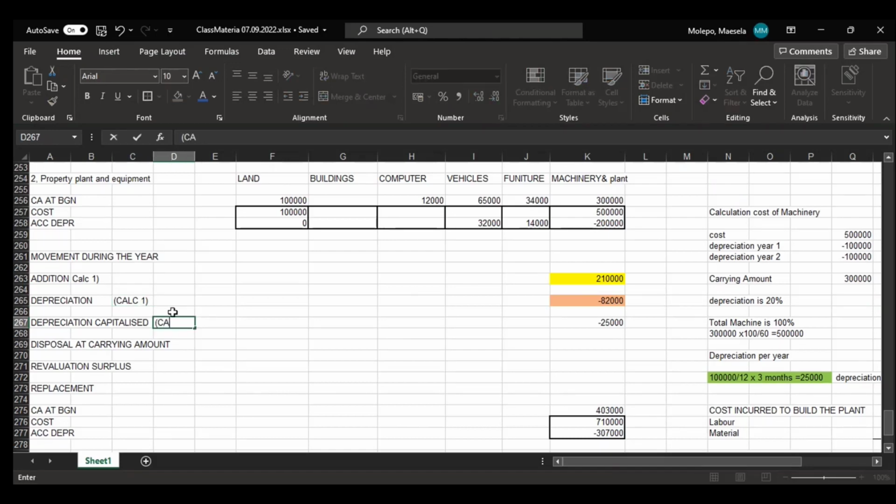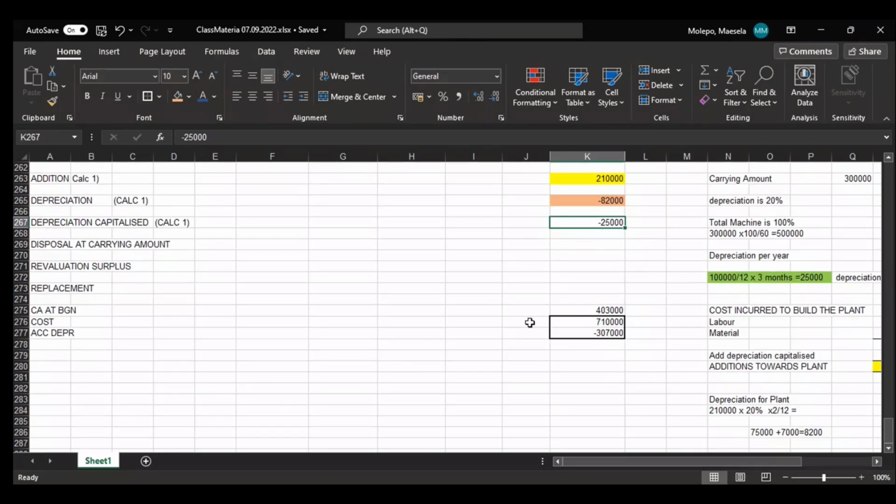This one is also from calc 1. But sometimes, let's say the amount here is now wrong, but you tell us this is from calculation 1. Now we're no longer going to mark here. We're going to mark from the calculation to see where you went wrong.